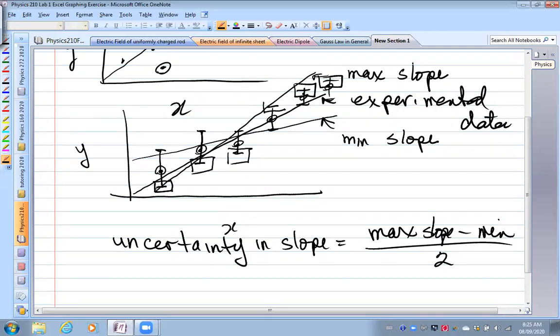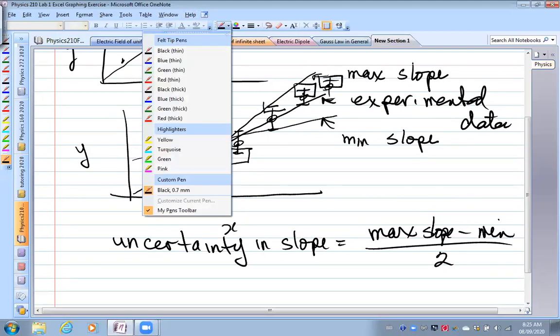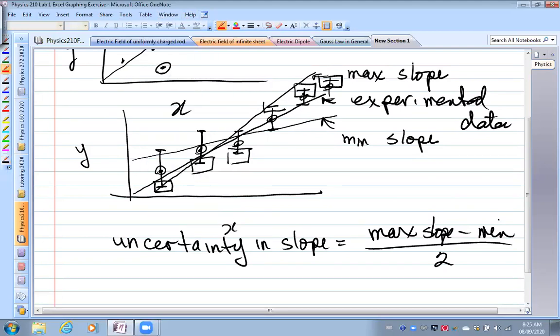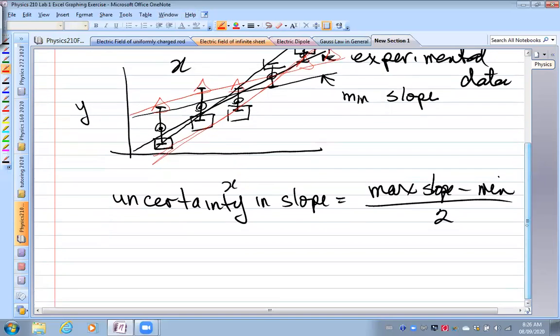So let's see if I can change color here. Red. So now it's say to Excel, do a best fit line through these boxes, which are the top and the bottom of the error bar, and that's your max slope. And then similarly for the min slope, you take the top of the error bars, miss the middle, and then the bottom of the error bars, and tell Excel to do a best fit line, that for your minimum slope. Okay, so that's how you're going to get the uncertainty in slope using error bars. And those instructions tell you exactly what to do.